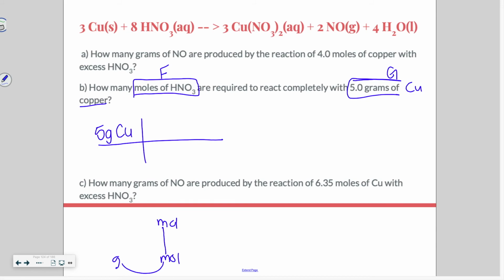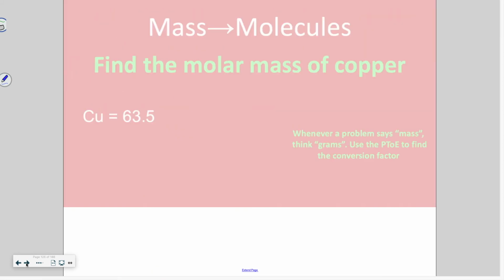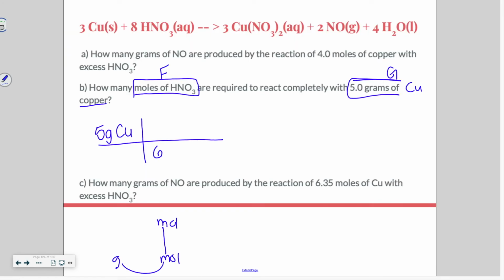Grams to moles means I need to use my molar mass, so I'm using that bottom arrow. The mass of copper is 63.5, so 63.5 grams of copper goes here, and that's in 1 mole. Anytime you're on the side pieces, you use 1.